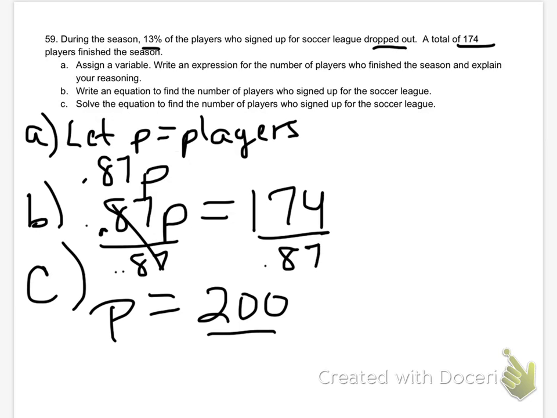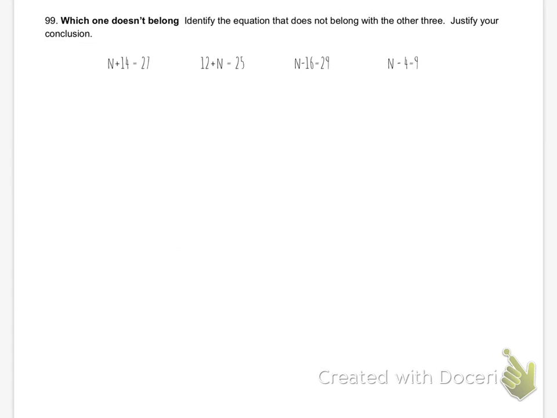That sounds pretty accurate. I have more to begin with. 13% dropped out, leaving 174. Those numbers seem to all work together. So we know we probably didn't make an error anywhere.